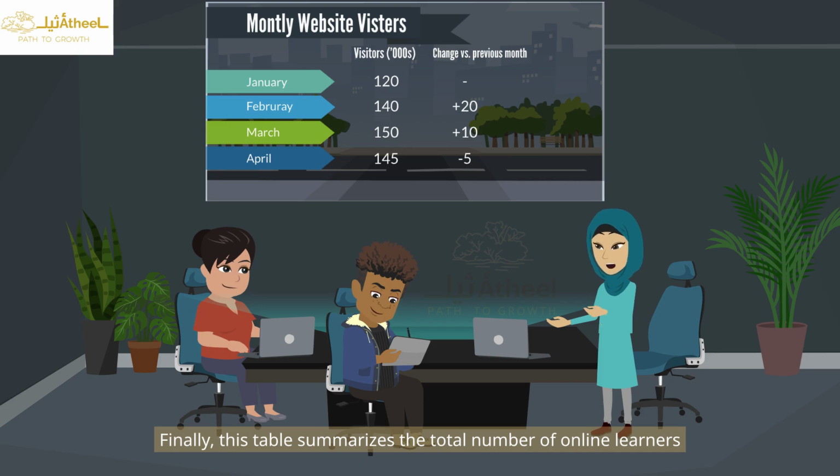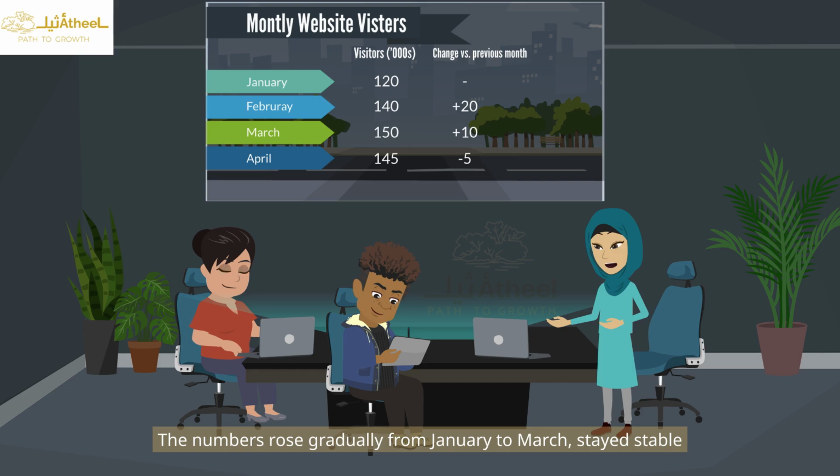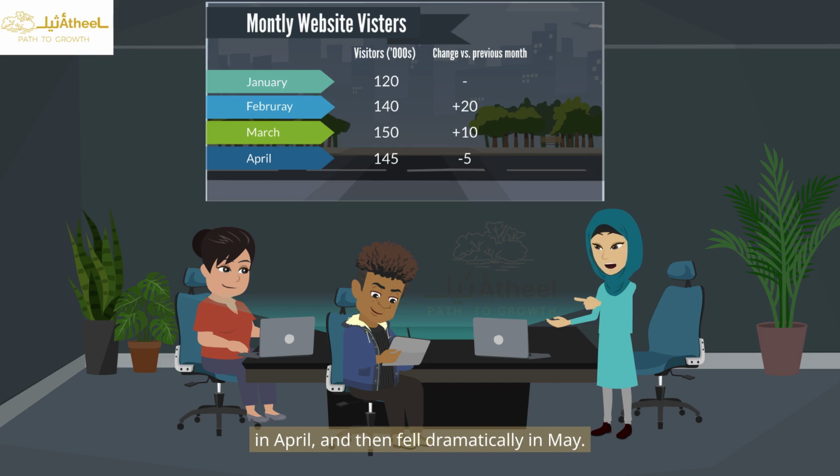Finally, this table summarizes the total number of online learners from January to May. The numbers rose gradually from January to March, stayed stable in April, and then fell dramatically in May. Overall, we can describe the pattern as a period of steady growth followed by a clear decline.